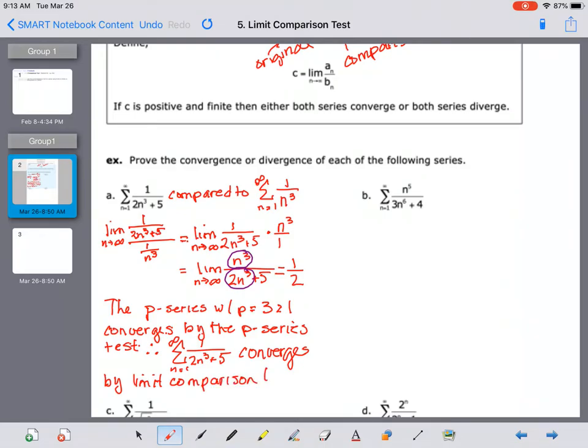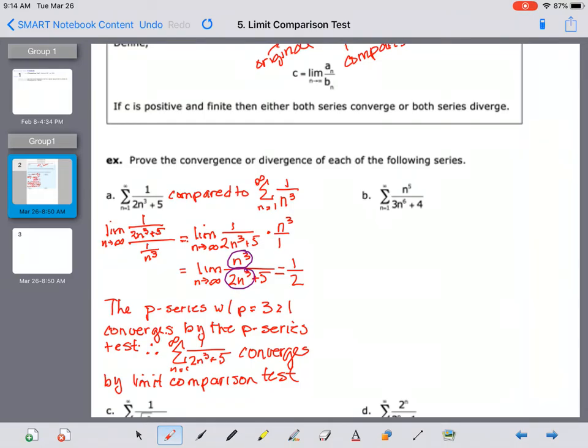Okay, so here we're having to use 2 different tests. We're having to use the test for the comparison series and then the test for the overall series that we're dealing with, which is the limit comparison test. Okay, so we're having to use 2 different things here. Okay, so let's look at B.